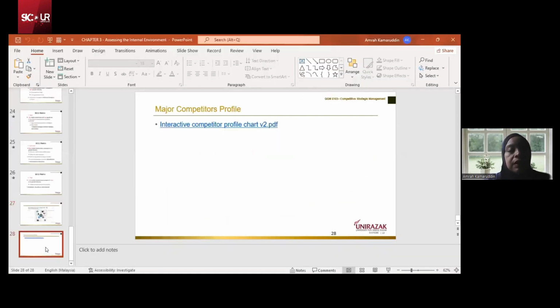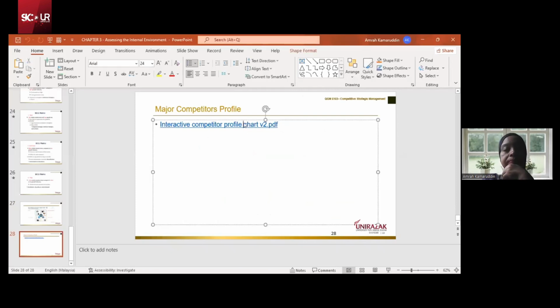Okay, so this is actually the interactive competitors profile chart that I asked you to make in the final, for your main competitors. So let's have a look. Alright, try to focus on three competitors, A and B and C. But don't write A and B and C, not literally. Who's your competitor? Samsung, or maybe Lenovo, or maybe Huawei, for example.